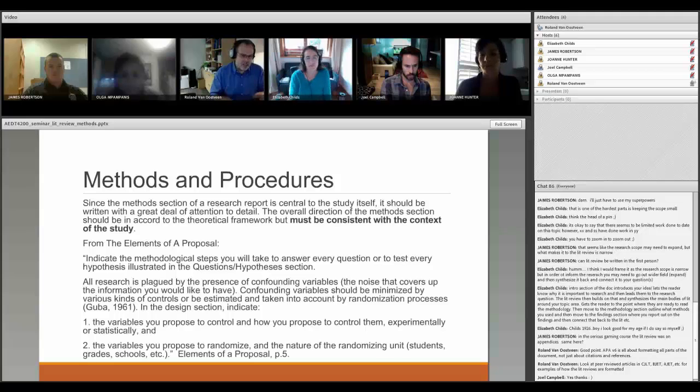But essentially it comes down to the design section or the methodology section, which talks about variables you propose to control and how you propose to control them. And this can be done experimentally or statistically, and I'll talk about those methods in a bit. And you also need to talk about the variables that you propose to randomize. In other words, the ones that you're actually going to be focusing on and manipulating in some way, shape, or form.